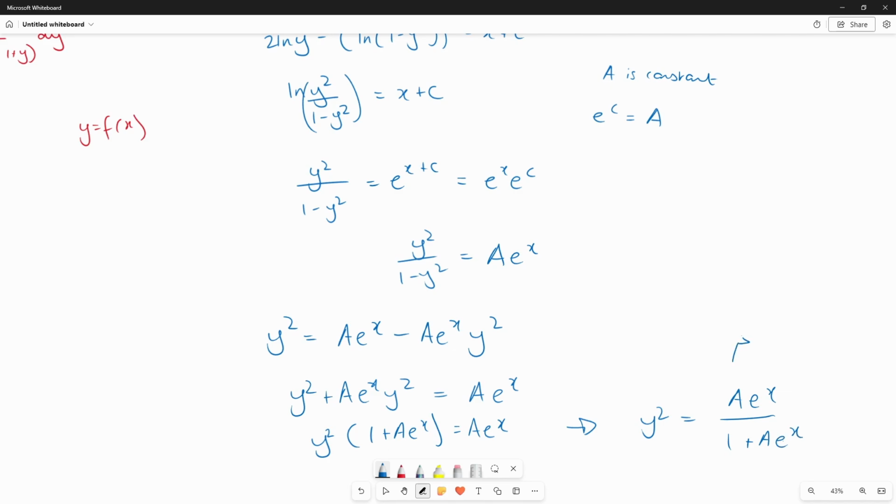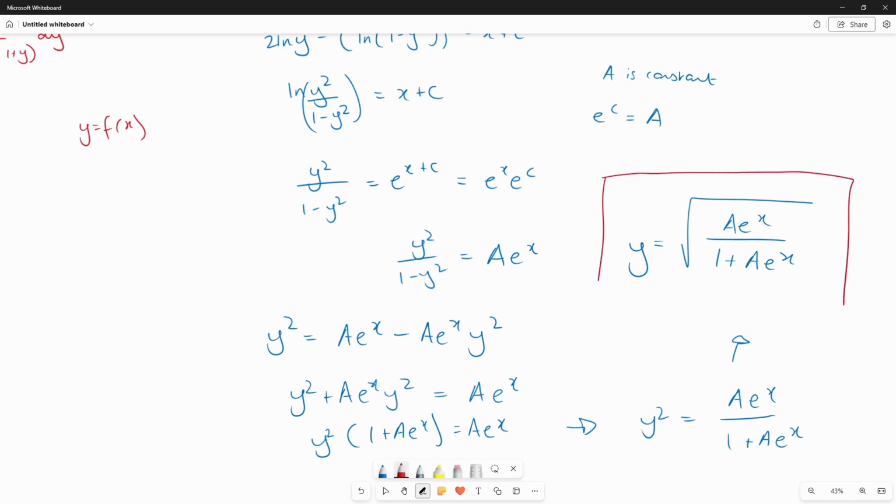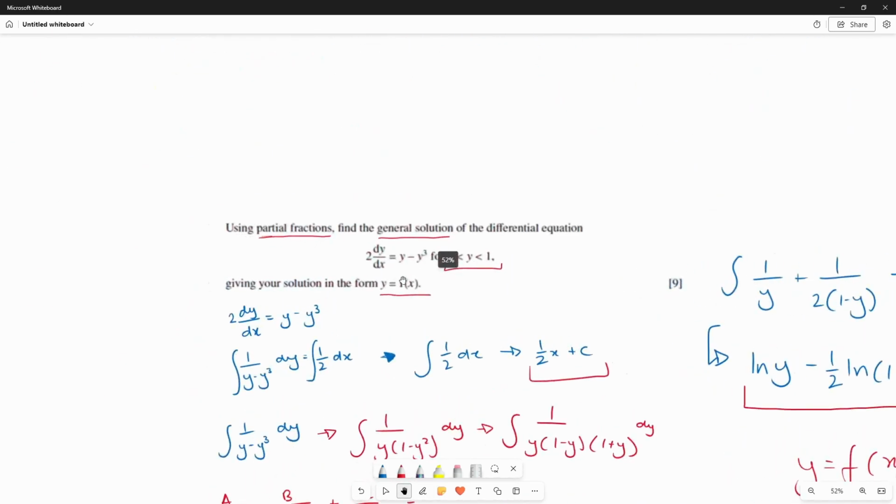And now we can simply square root it, and we'll get a nice function: y equals the square root of A e to the x over 1 plus A e to the x. So this is actually the form the question was asking for, y equals f of x, because we have y in terms of a function with x in it. And that is the general solution to this differential equation.